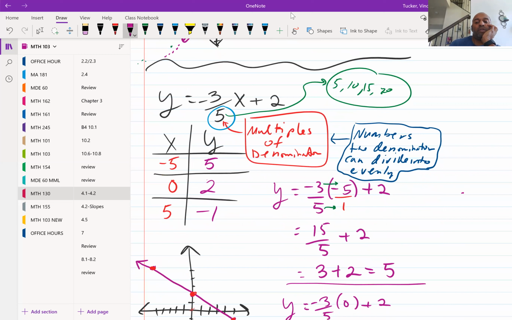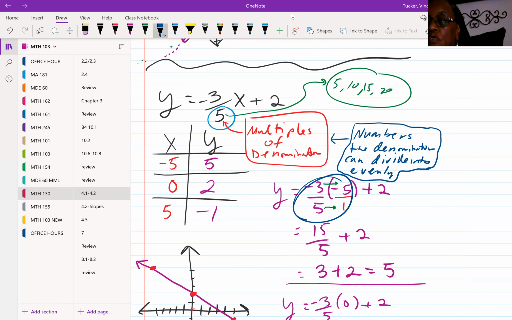Okay. So over here is me calculating my y. We have negative 3/5 times negative 5 plus 2. Now, if you want, you can cancel out first. I just went ahead and multiplied so you can see all the steps. Negative 3 times negative 5 is positive 15. 5 times 1 is 5. So that's how I got 15 over 5. This is the 1 underneath the 5. All I did was multiply it out. You multiply these two right here and got this, and that right there is 5.